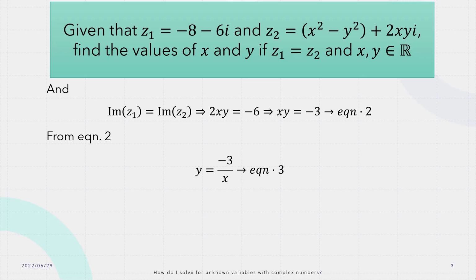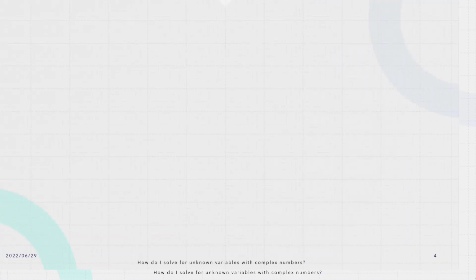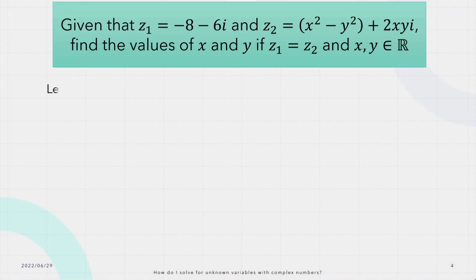From equation 2, we can see that y is equivalent to negative 3 over x, and I'll call this equation number 3. From here, I can substitute equation number 3 into equation number 1, and I can obtain x squared minus (3 over x) all squared is equivalent to negative 8. If I let capital X equal x squared, then I can have capital X minus 9 over capital X is equal to negative 8.